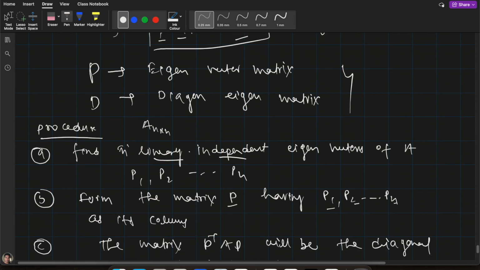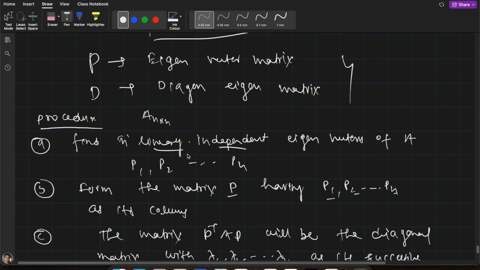Now the question is, why is it required to be linearly independent? What if you get linearly dependent eigenvectors? Can we not form that diagonal matrix after that? Why is it required to be linearly independent? Think about it. It's very important. The eigenvectors should be linearly independent, otherwise you cannot diagonalize. Why is that?